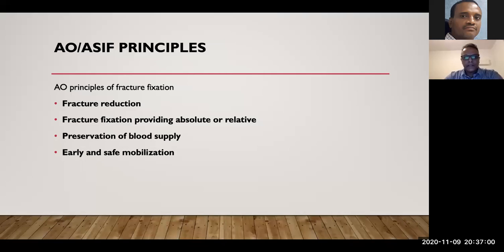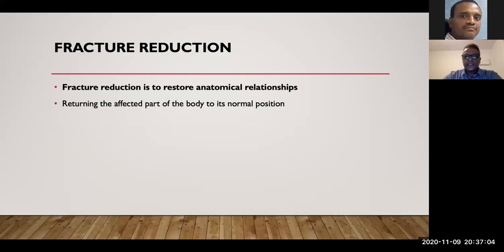Fracture reduction is to restore the anatomy and the relationship between the two fragments of bone, or if there are multiple fragments, between all the fragments, and this is to return the affected part of the body to its normal position.